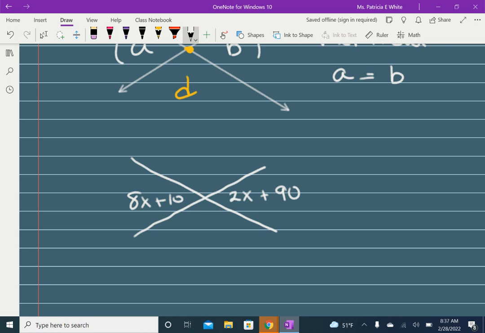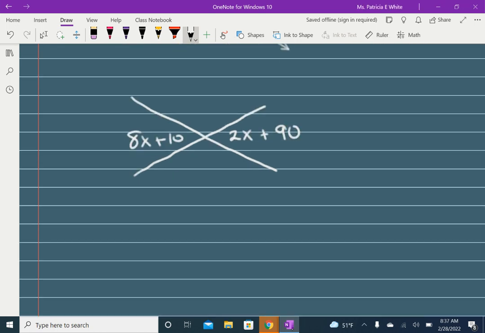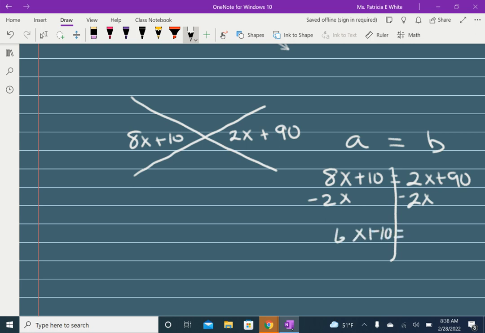Okay. All right. So the equation 8x plus 10 equals 2x plus 90. A equals B. Do not try to add them together. Now, when you do these equations, remember that's where you have to cancel it off of one side. So I have 6x plus 10 equals 90. Subtract that 10, and 6x equals 80.